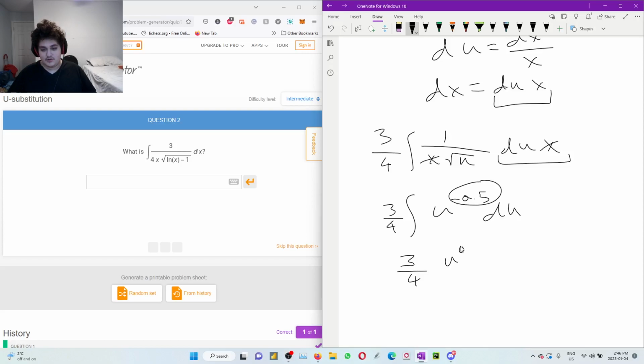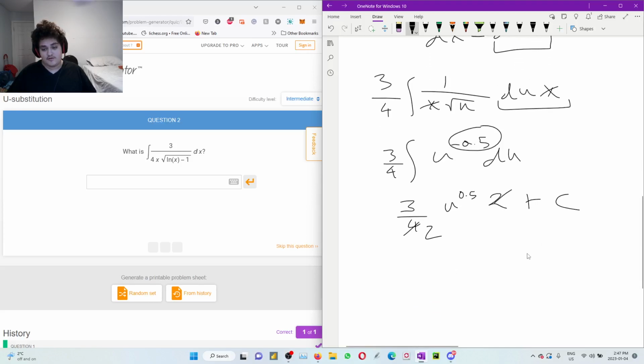That's going to be u to the 0.5 over 0.5. We can just write over 0.5 as times 2, right? Dividing by half is the same as multiplying by 2. So then this becomes 2. So our answer, and just don't forget the constant of integration, we just have 3 root u by 2 plus c.